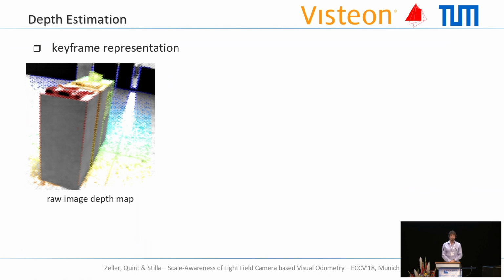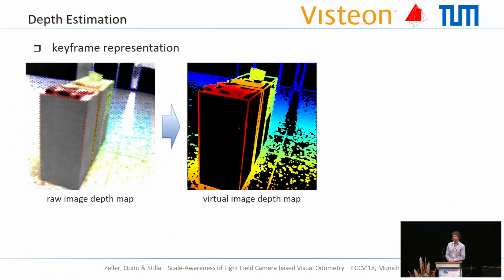Now the problem here is that we don't have a one-to-one correspondence between our object space and our image space, since one object point is projected to multiple micro images. So what we can do is use this depth information and project it into our virtual image space, and so get a depth map in our virtual image space, which is a globally consistent depth map, and we have a one-to-one correspondence between object space and image space.